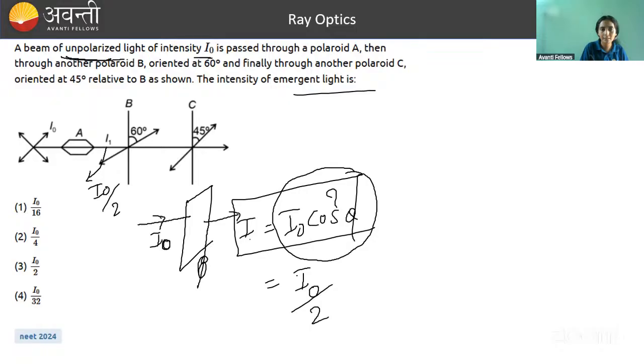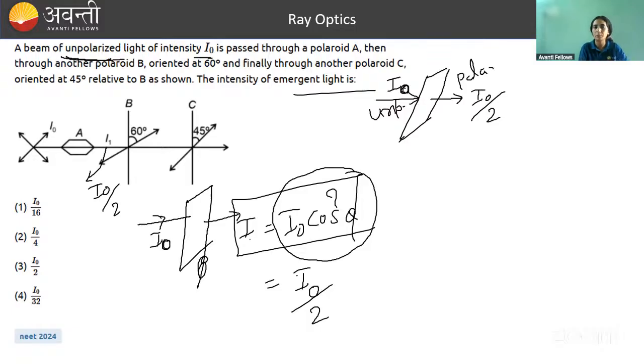And the light that is coming out of the Polaroid is now polarized. Okay? So through the first Polaroid, what happened? You passed unpolarized light of intensity I naught. So whatever light comes out will be polarized. It was unpolarized and its intensity will be half of the incident one, I naught by 2. So now this I1 is polarized light having intensity I naught by 2. It is allowed to fall on the Polaroid B.